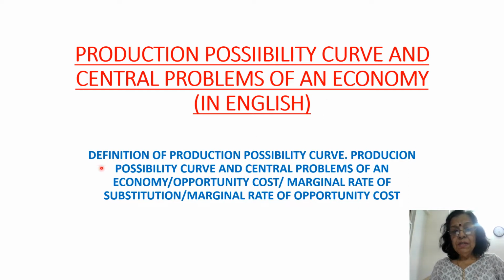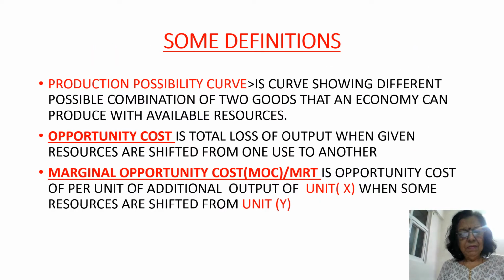So we will discuss the definition of production possibility curve, production possibility curve and central problems of an economy, opportunity cost, marginal rate of substitution or marginal rate of opportunity cost. All we will explain with the help of a table and a graph. Now we are doing some definitions.